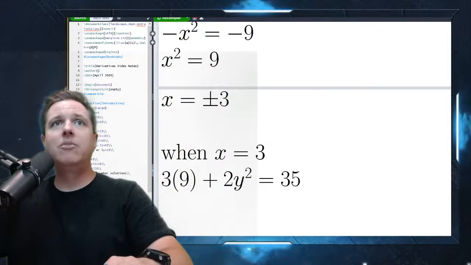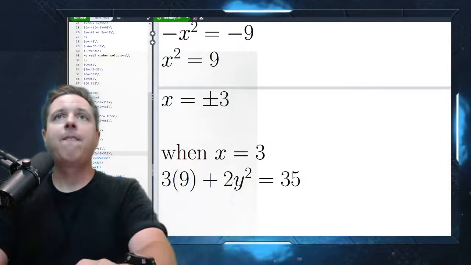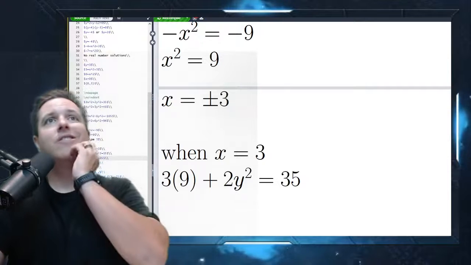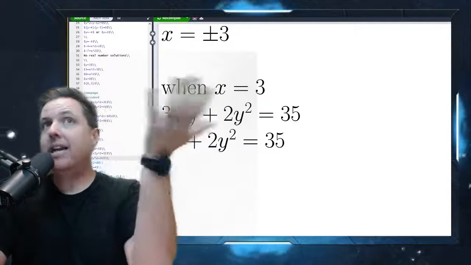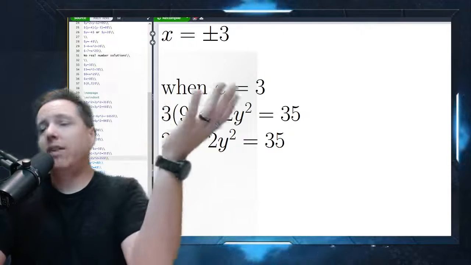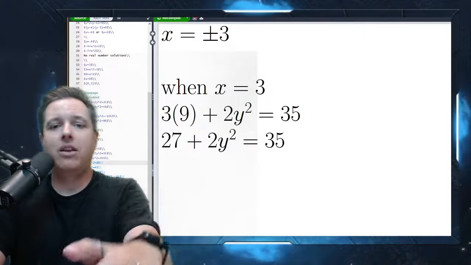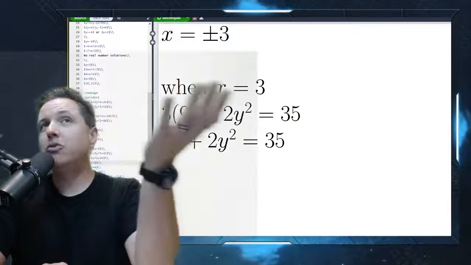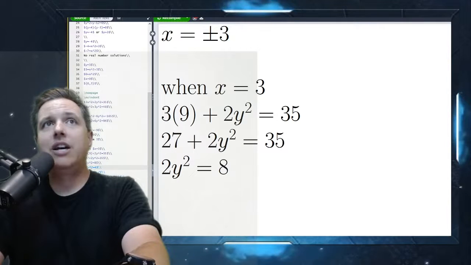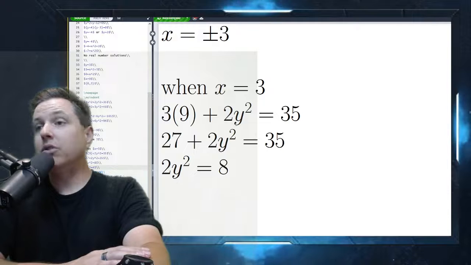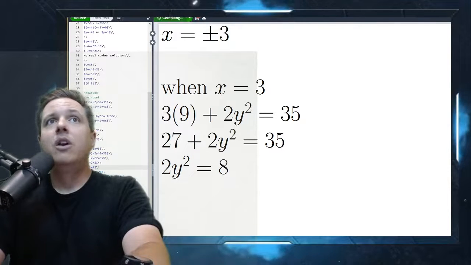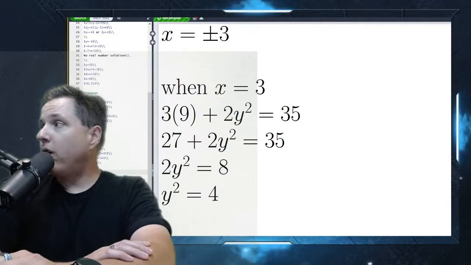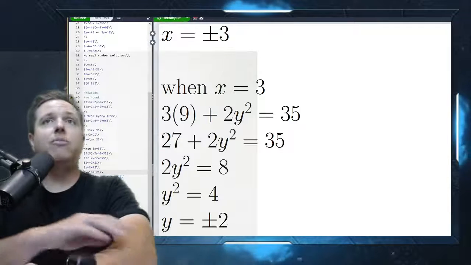So 3 times 9 plus 2y squared is equal to 35. So 3 times 9 is 27, plus 2y squared equals 35. All I'm doing is simplifying that x part of the equation. Then we've got 2y squared equals 8, because I'm subtracting 27 from both sides. If we divide both sides by 2, y squared is equal to 4. And if y squared is equal to 4, then y is equal to plus or minus 2, right? Again, using that square root property.